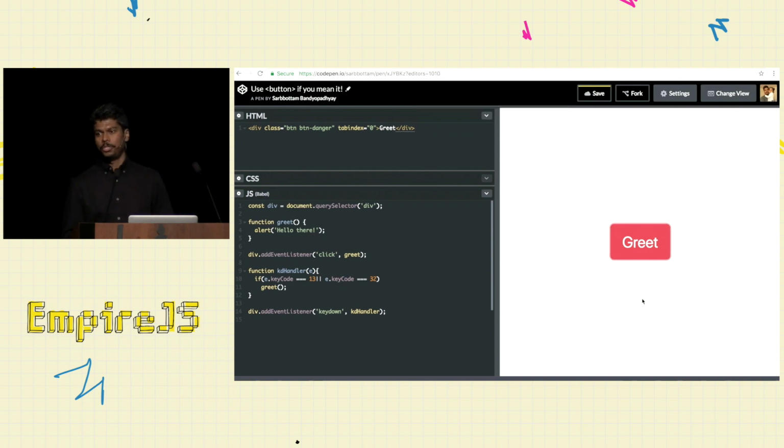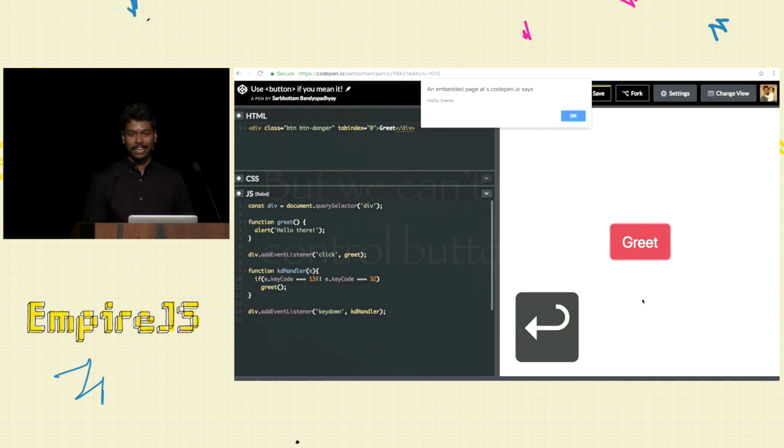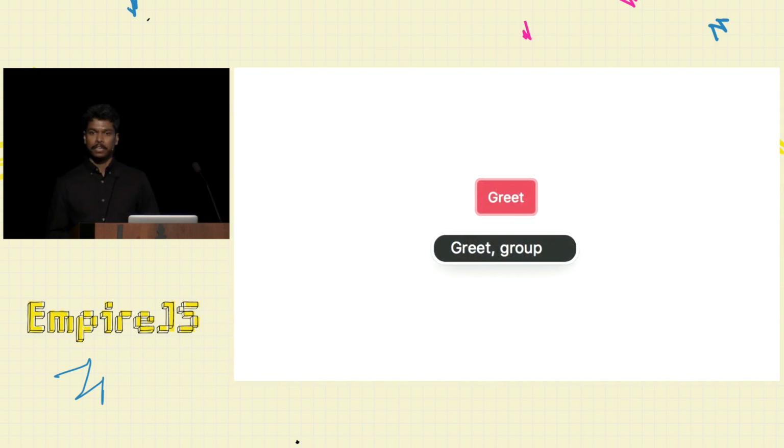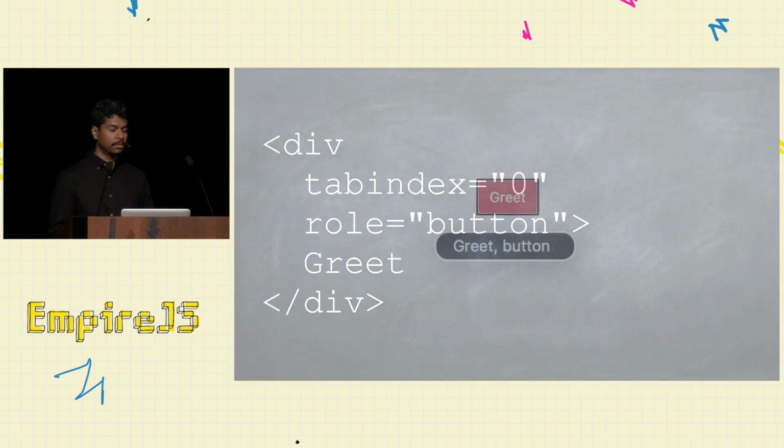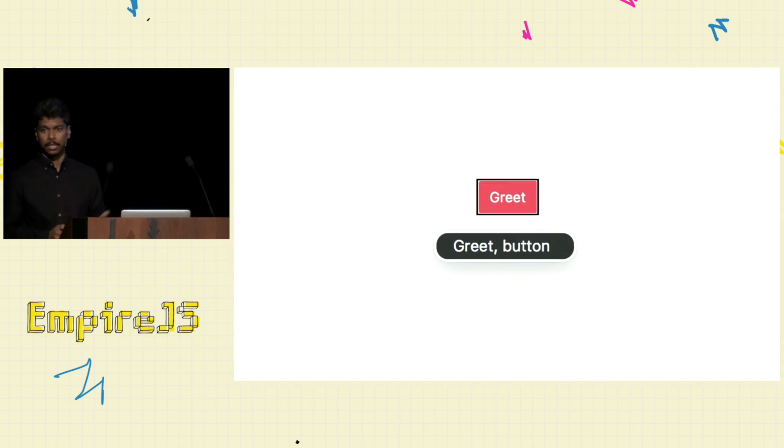But we still can't call this a button. A screen reader doesn't consider it as a button. So we can use ARIA out here. We can add role equals button, and then the screen reader will interpret it as a button. So finally, this is a button, no more other control.